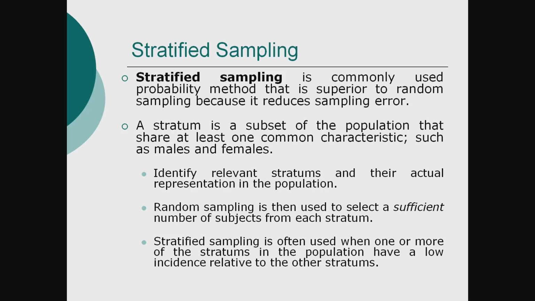So samples selected from this method are more representative because we are dividing the whole population into different groups, then we are using the sampling methods, simple random sampling methods, to select the sample from each group.